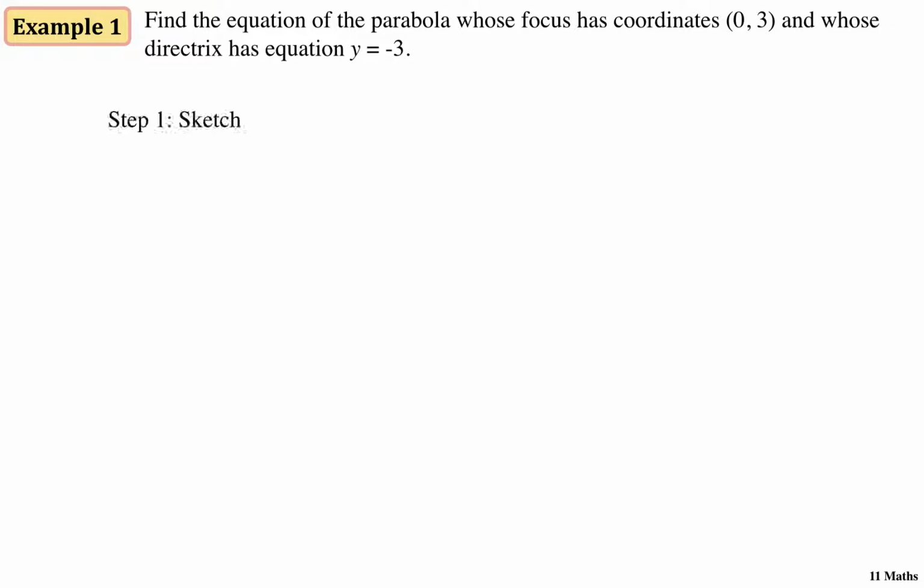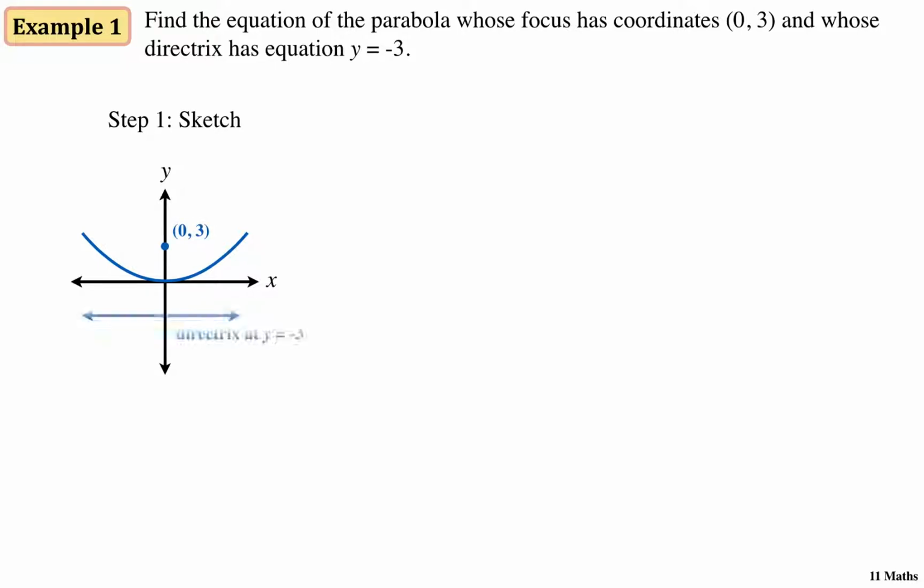Now the first thing we always want to do is draw a quick sketch. So you just draw a quick set of axes, and we're going to put 0, 3 and y equals -3 in, and we know the parabola must open upwards because the focus is always inside the parabola. There's our little diagram. We've got enough information there to find the equation of the parabola.